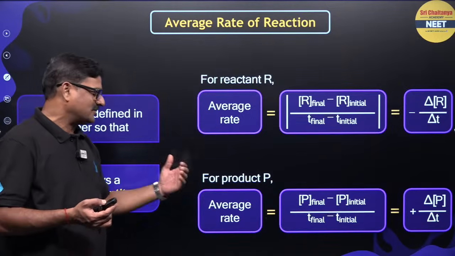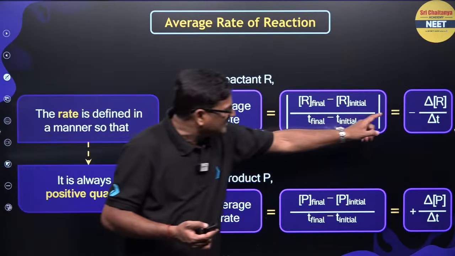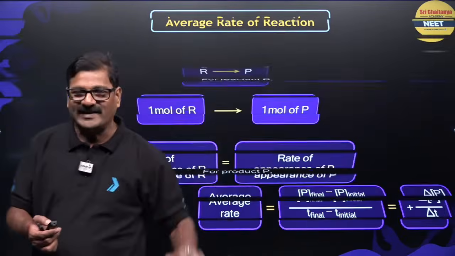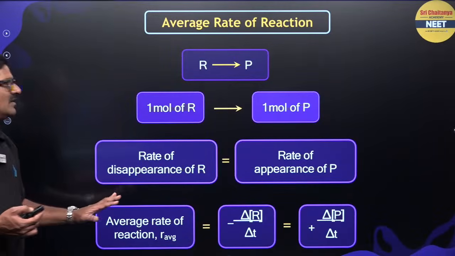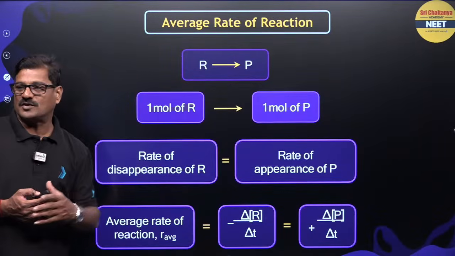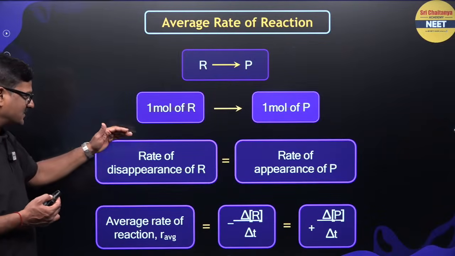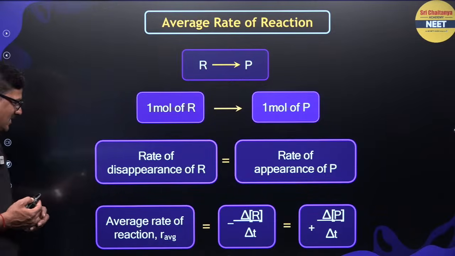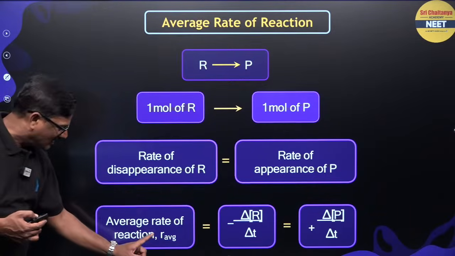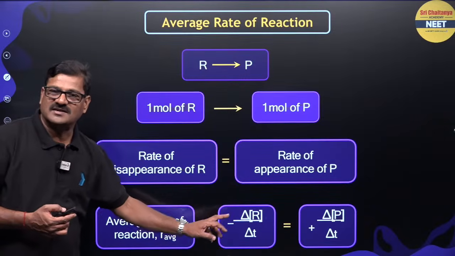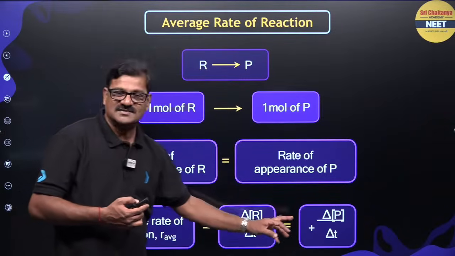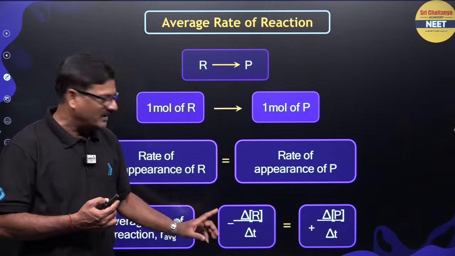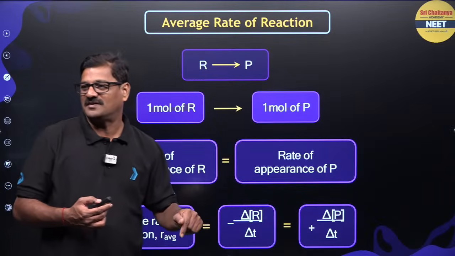Okay, and for the product it is the same. And with respect to the reactant, you have to take negative, this is quite important. I want to say a negative value cannot be the rate. Okay, 1 mole of reactant gives rise to 1 mole of the product. It goes like this: rate of disappearance of reactant is equal to rate of appearance of product. And the average rate, R average, is given as minus del R by del T is equal to plus del P by del T. Children, what does this minus indicate? This minus indicates there is a decrease in the concentration of reactant.